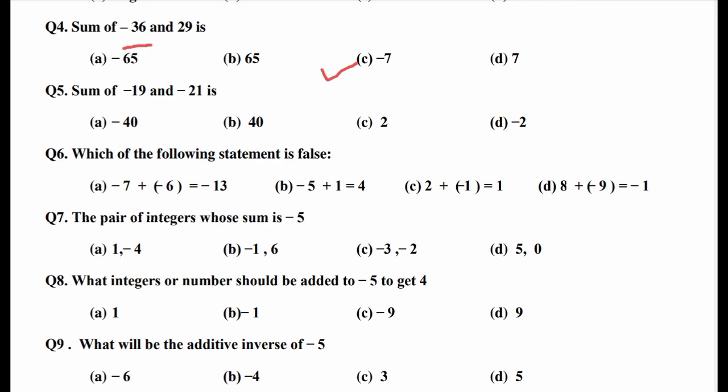Question number 5 is sum of minus 19 and minus 21 is. Here both integers are negative. So minus minus plus and 19 plus 21 is equal to 40. And we know that sum of two negative integers is always negative. So answer is A minus 40.